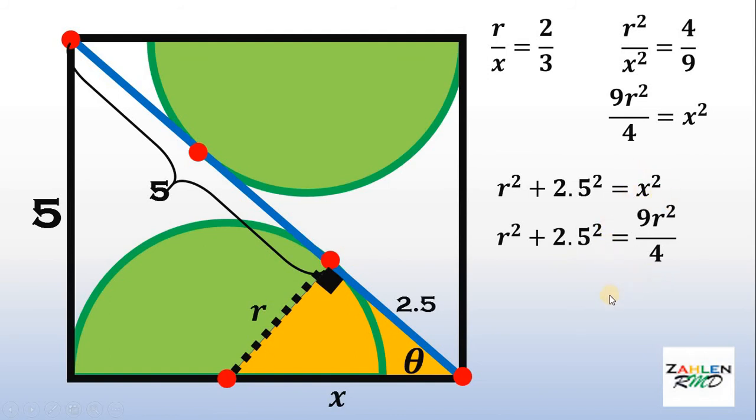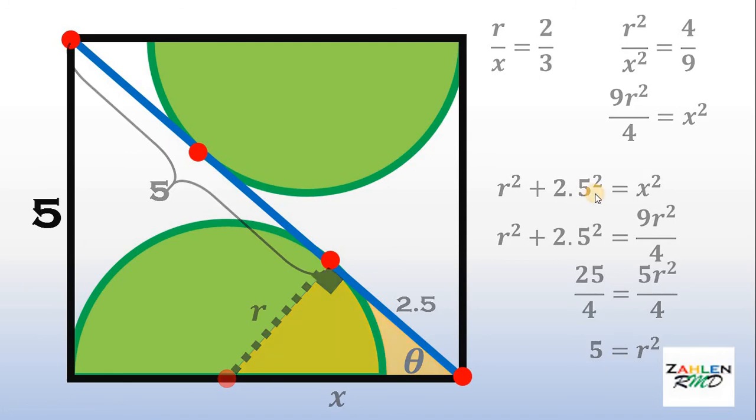Now let's continue. Subtract r squared from both sides and we get 25 over 4, or simply 5 over 2 squared, equals 9r squared over 4 minus r squared, which gives us 5r squared all over 4. Next, multiply by 4 on both sides and we get 25 equals 5r squared. Now divide by 5 on both sides, and we get that r squared must be equal to 5. Now keep in mind that we have the value of r squared.